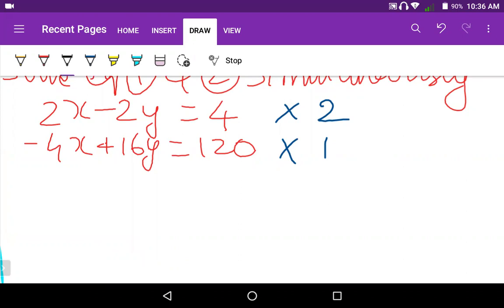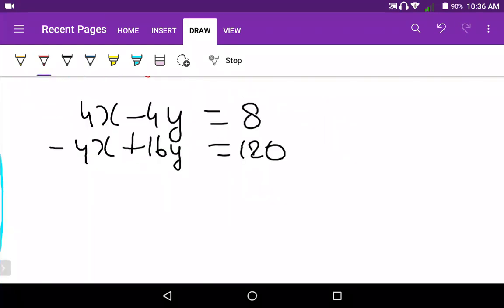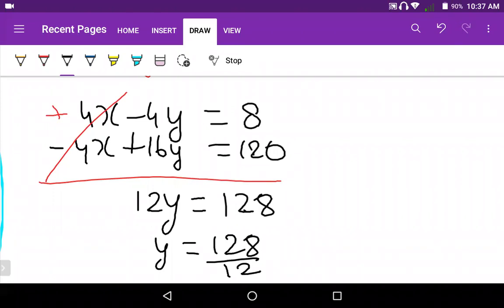So what is the equation that I would get? 4x minus 4y is equal to 4 2s are 8. Then here, minus 4x plus 16y is equal to 120. You need not change the sign. Plus 4x, minus 4x will get cancelled. Okay, and then what is remaining? Minus 4 plus 16 is 12y is equal to 8 plus 120 is 128. So y is equal to 128 by 12.